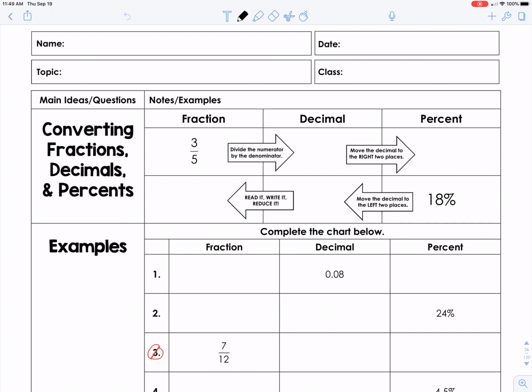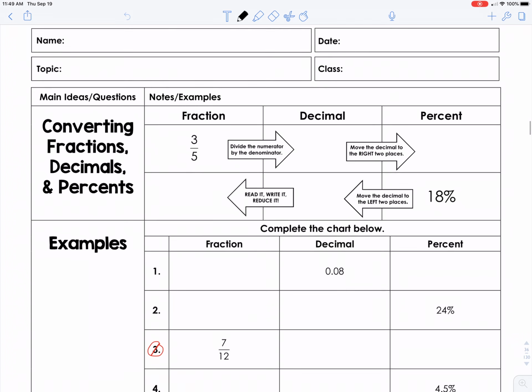These notes are for Unit 1, Lesson 8, Converting Fractions, Decimals, and Percents. We'll also do addition, subtraction, multiplication, and division of decimals on the back. So start with the beginning.